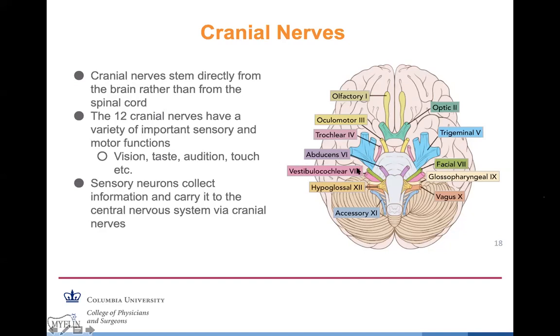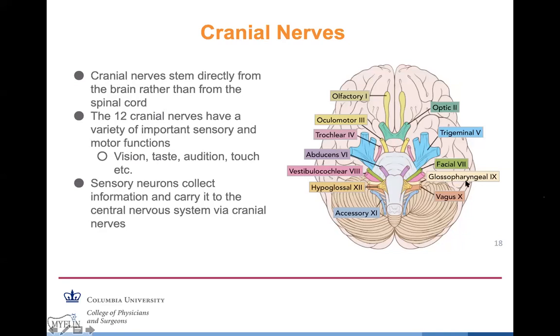The vestibulocochlear nerve is involved in balance and our ability to maintain our balance, but also in our ability to hear. So this is the auditory nerve. It's got a combination of the vestibular system, which is the balance system, and the cochlear system, which is our auditory system, our ability to hear. So this 8th cranial nerve is very involved in our ability to hear, but can also influence balance.